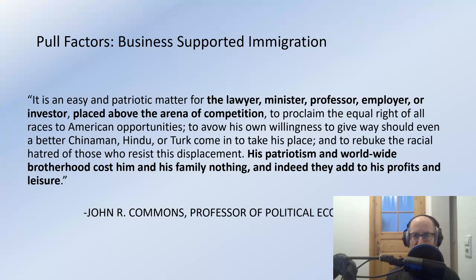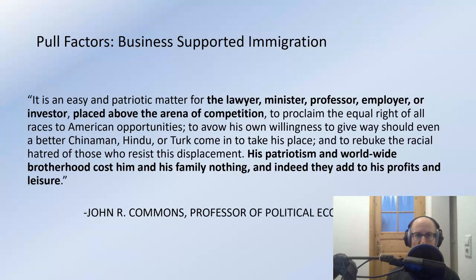John Commons, who was a professor at the University of Wisconsin, distinguished in his time, very much a progressive professor at a progressive institution, which was cultivated by the progressive governor fighting Bob La Follette. He really puts his finger on how business supported immigration. And it's hard to listen to him talk this way, but here it goes.